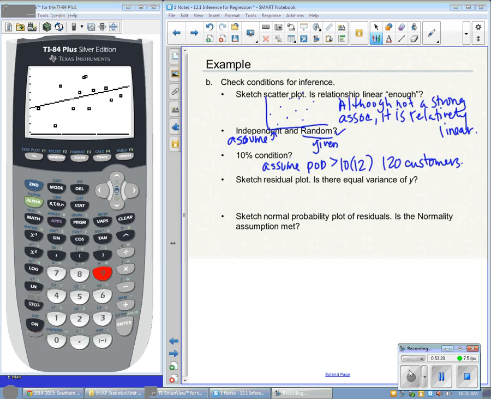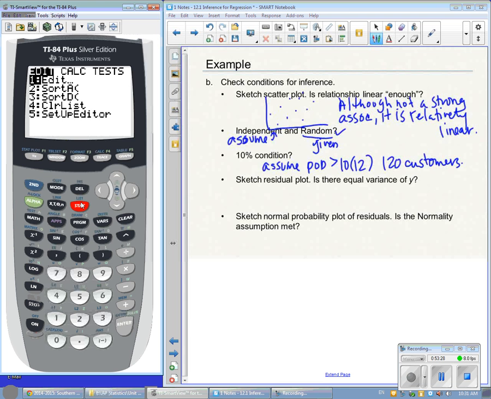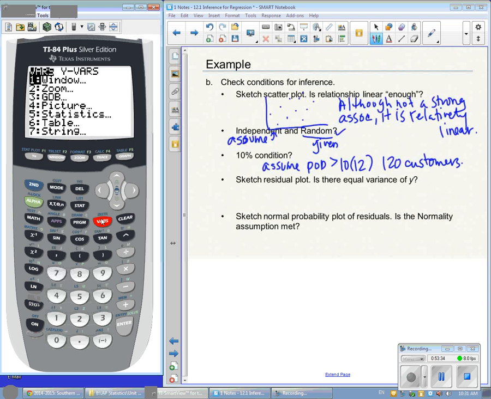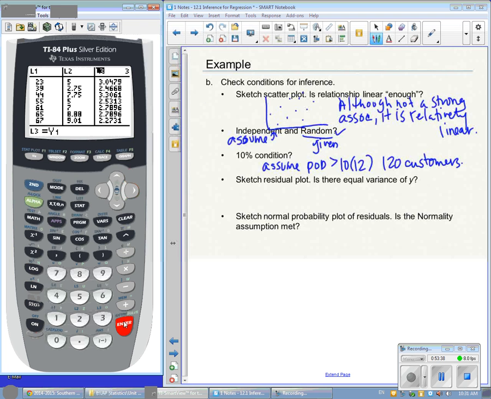Okay? Now, the next one has to do with the equal variance of y. This is where you have to sketch your residual plot. So yes, you do have to go back into your lists. Okay? It is a lot of work, I know. We're going to pull up our y variable and evaluate it over list 1. And then subtract list 2 minus list 3.